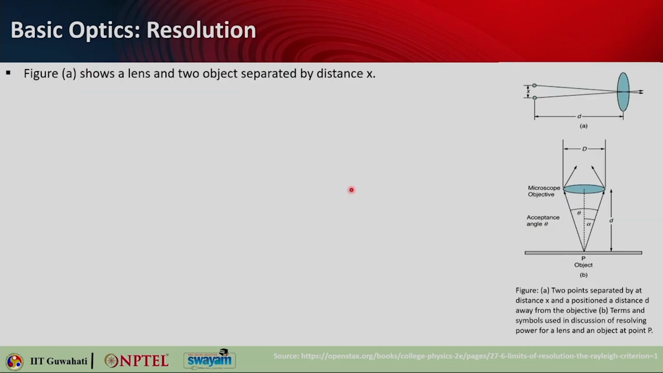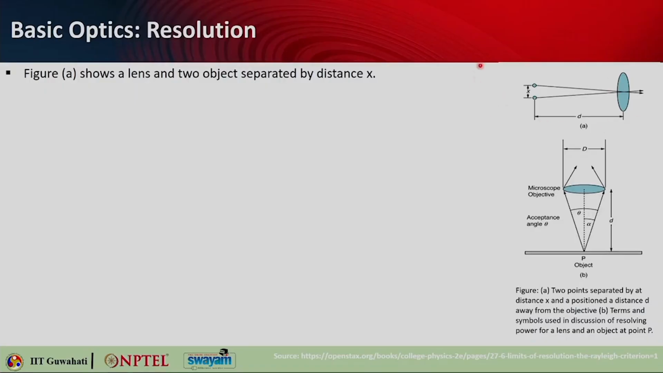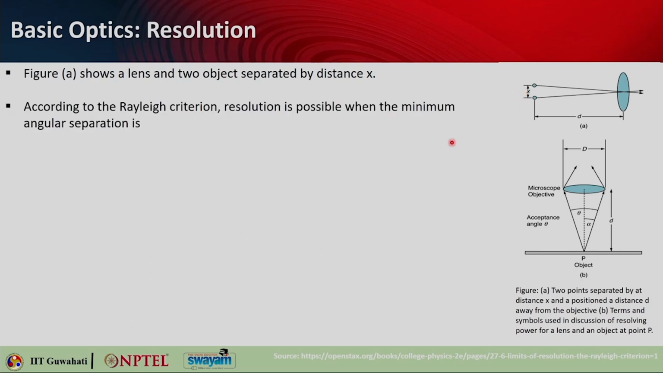Now, this is the angle that we understood. Can we relate it to the separation between the two objects? Here is this particular figure A that shows the lens and two objects which are separated by a distance x. According to the Rayleigh criterion, the resolution is possible when the minimum angular separation is theta equals 1.22 lambda by capital D. And this angle can also be written as arc over the radius, and that is x over d.